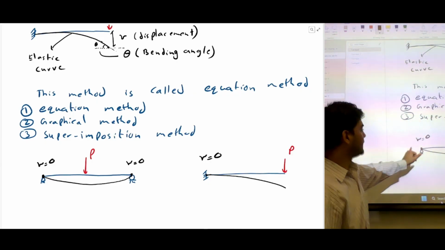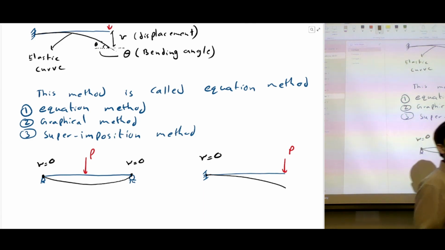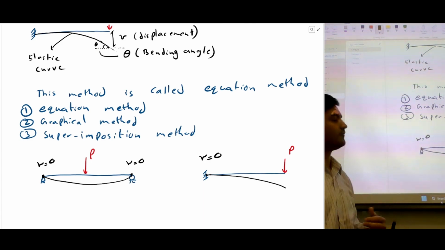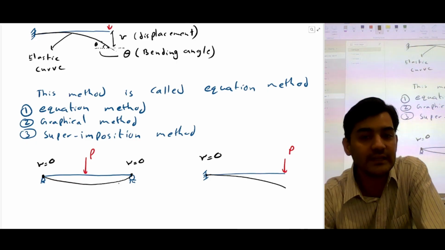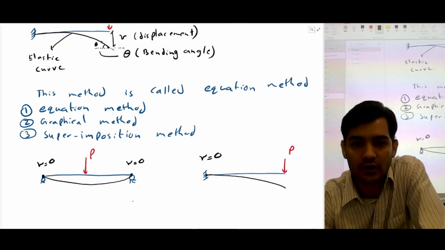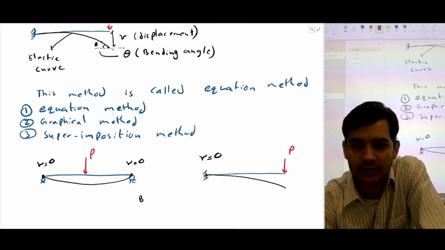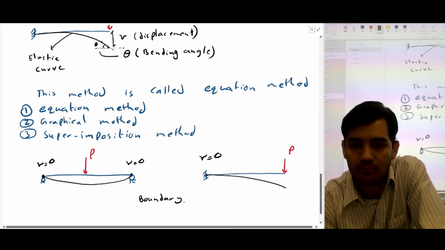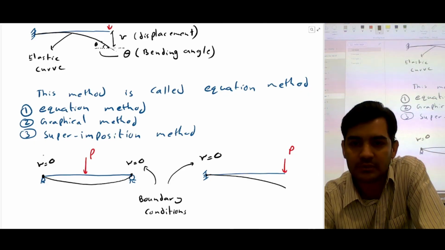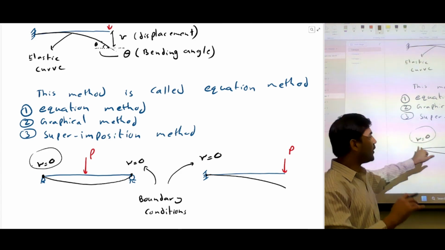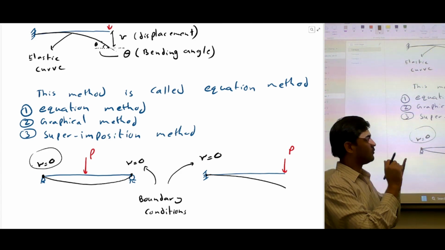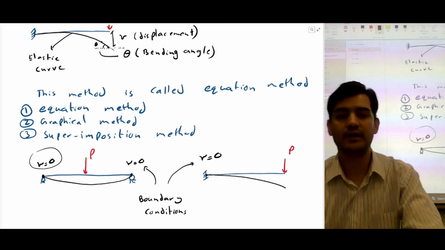And so there are certain locations where we already know the answers of this deformation. We already know what the deformation would look like. So these points are called boundary conditions. I'm going to write it here. So this is a boundary condition, this is a boundary condition, this is also a boundary condition. Boundary conditions are the points where we already know what the bending angle and the displacement are.